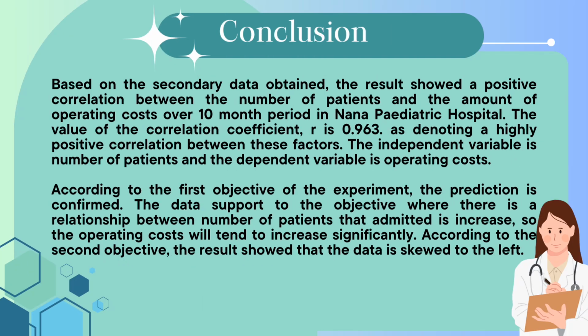Based on the secondary data obtained, the results show a positive correlation between the number of patients and the amount of operating costs over 10-month period in Nana Pediatric Hospital. The value of the correlation coefficient R is 0.963. As denoted, a highly positive correlation between this factor, the independent variable is number of patients and the dependent variable is operating cost. According to the first objective of the experiment, the prediction is confirmed.